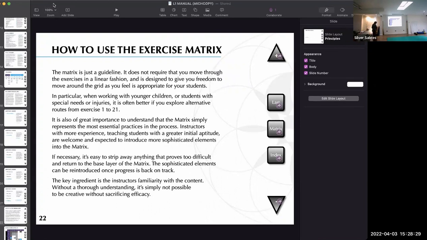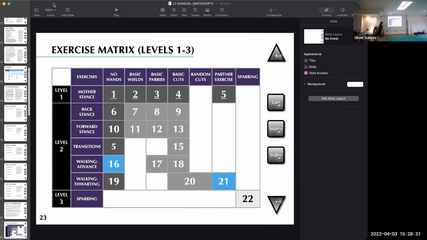This is your matrix. This is the latest version of the matrix. It hasn't changed much in the last 3 or 4 years. It's really moving this into the level 4 format, which is what's been the focus since we entered lockdown. Level 1 is here, the first row. Level 2 is the following 4 rows, and then level 3 just on its own is just sparring exercise 22 over there.